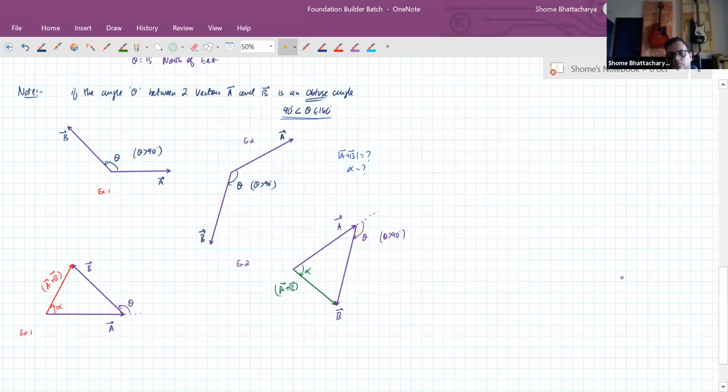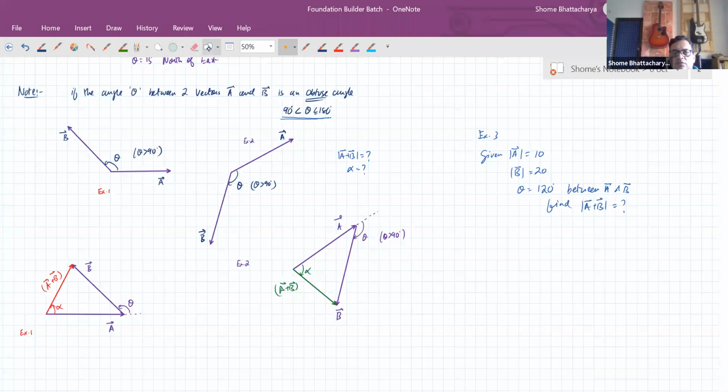So we could also have an example where the vectors are not given to us visually. You could just have an example where the magnitude of vector A is, let's say, 10 units, the magnitude of vector B is, let's say, 20 units, and the angle between A and B is 120 degrees. Now we want to find out this. Here the vectors are not given to us geometrically, but we can visualize them.